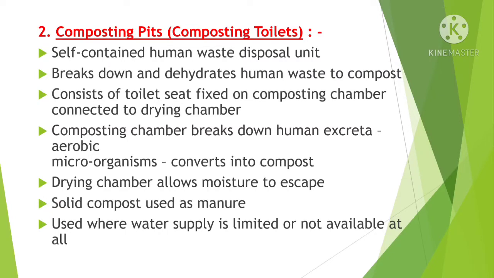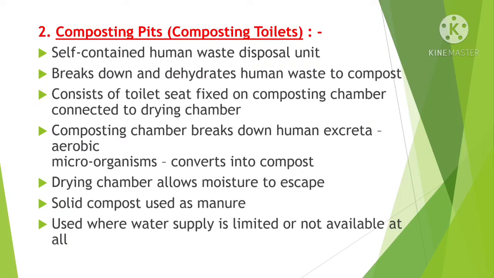Now a composting toilet breaks down and dehydrates the human waste to a compost or manure. Now this compost or the manure can be added to the soil to make it fertile. Now here dehydrates means to remove the water. So basically in the composting pits, the human waste is broken down and the water is removed from that waste.